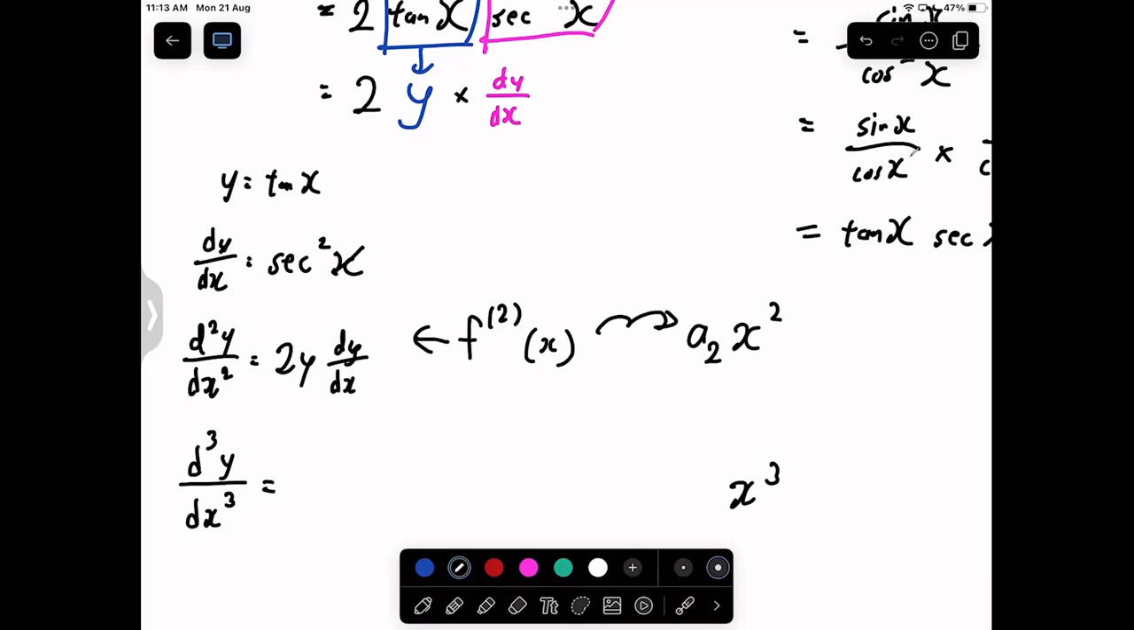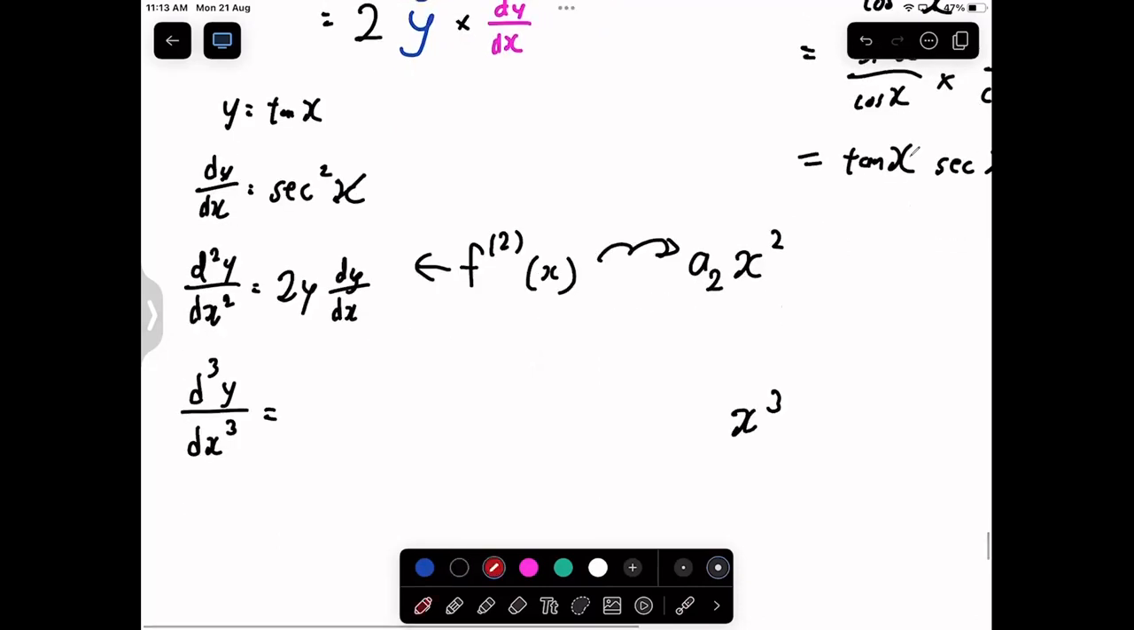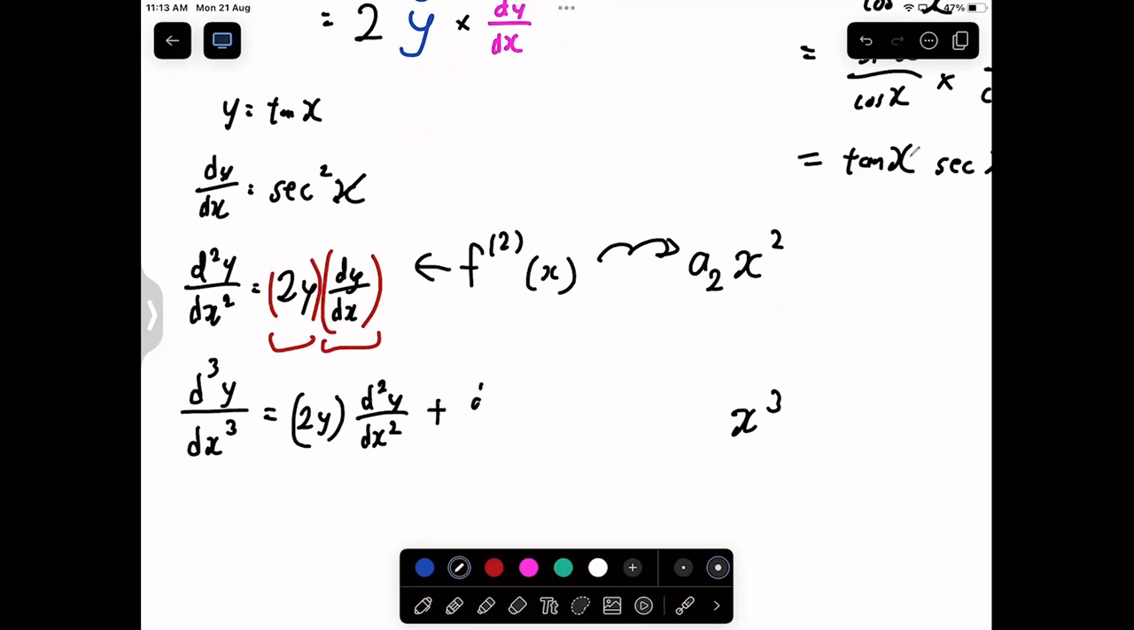Okay, then how do you differentiate this? Let's see. You must remember your implicit differentiation, okay? There's a product going on. So you keep one, differentiate the other, differentiate dy/dx, you get d2y/dx squared. Okay? And plus product rule, right? Keep the other, which is keep dy/dx. Then you differentiate 2y, what do you get?